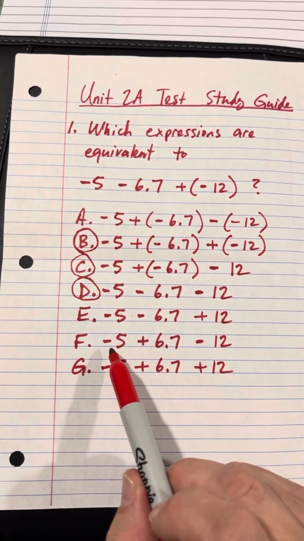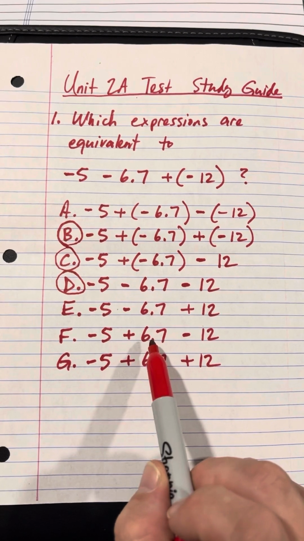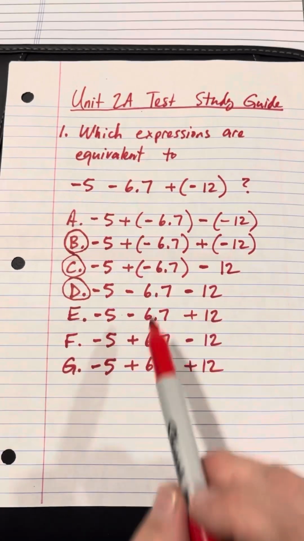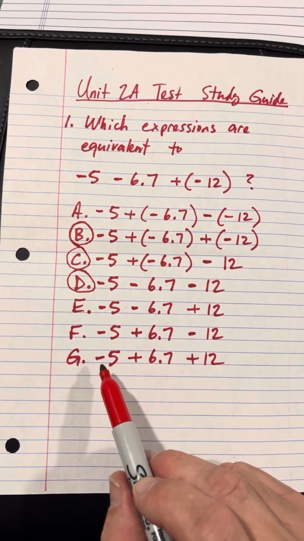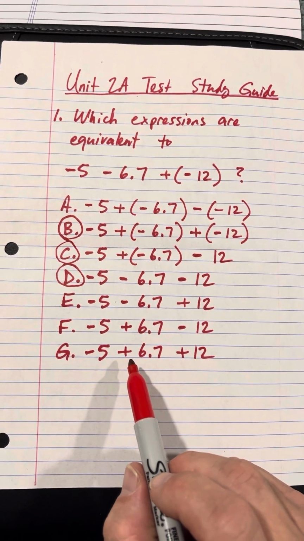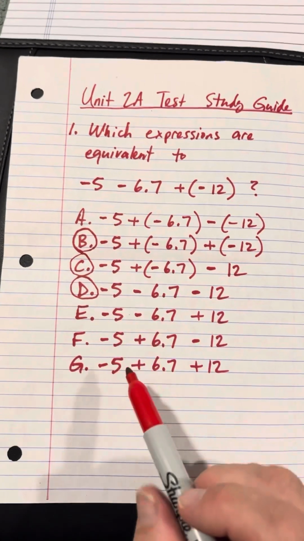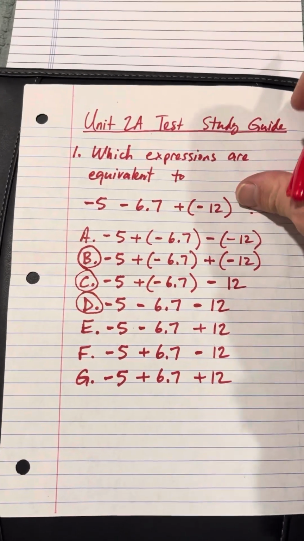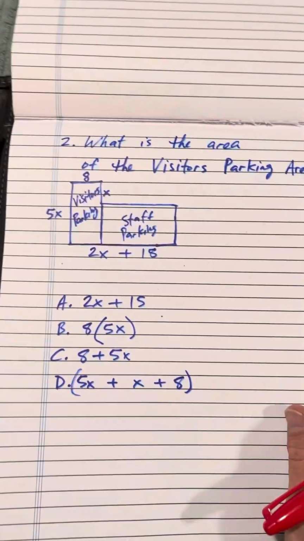How about -5 plus 6.7? Oh, I already see a problem. This right here does not match this, so it can't be F. And then how about G? -5 plus, again, it can't be G because obviously adding is not the same thing as subtracting. So that's how we would approach the first problem. You're going to see one just like that. All right, let's go on to the next one.